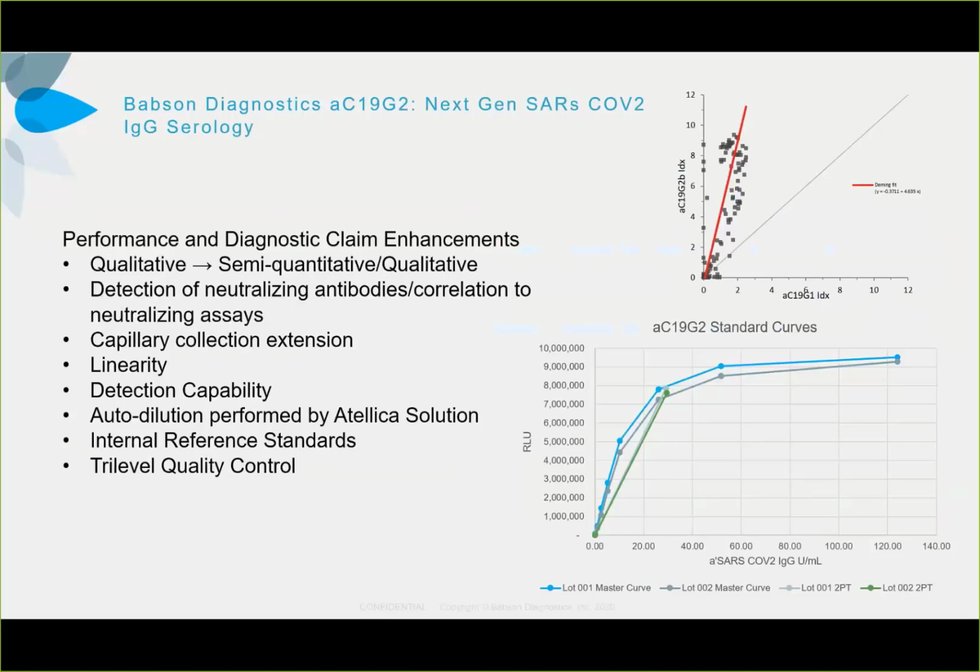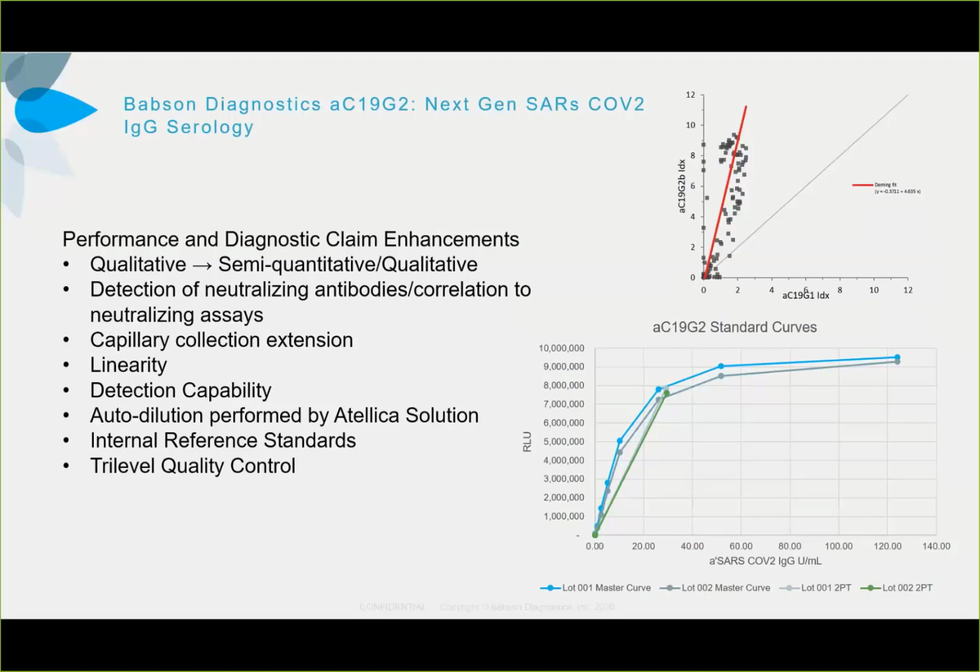Now, we decided to add performance and diagnostic claim enhancements to our G1 assay. Where our G1 assay was qualitative, we are now attempting to develop a semi-quantitative or quantitative assay to meet the needs of clinicians here in Texas. We're also aiming for the detection of neutralizing antibodies or correlation to neutralizing assays, so we can then claim that the antibodies that we detect may indeed be neutralizing antibodies that might grant a patient immunity. We're also aiming for capillary collection and testing as an extension of the claims.